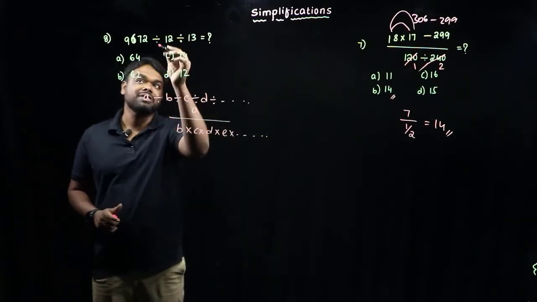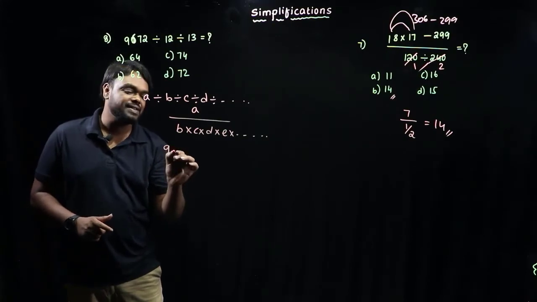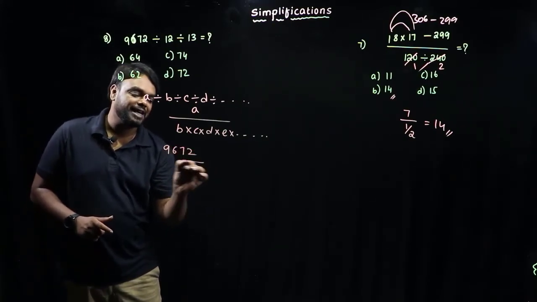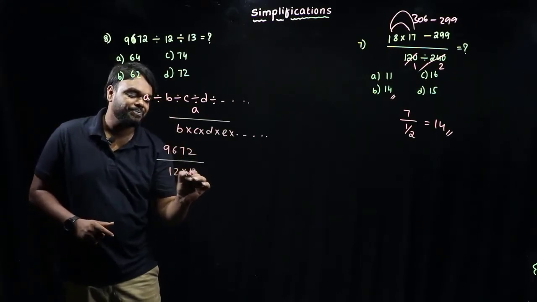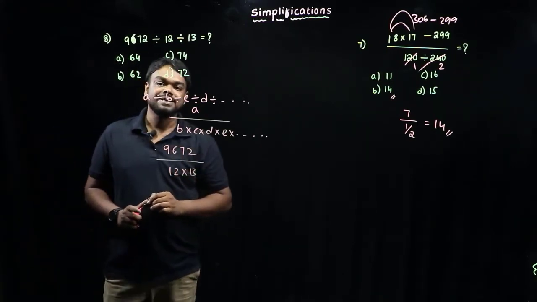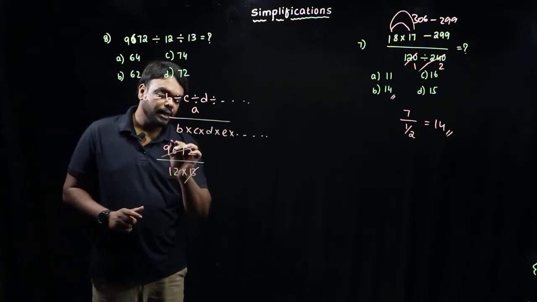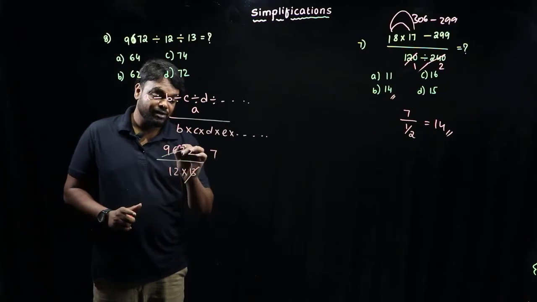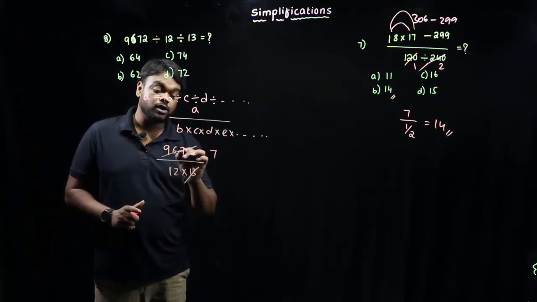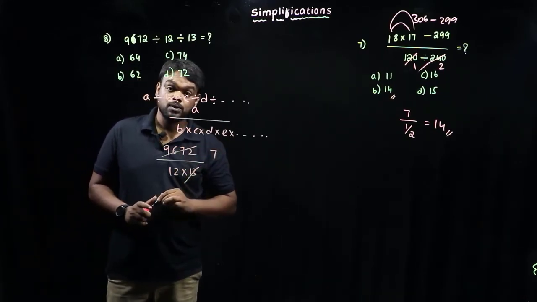So what happens here when we bring that here, we'll write in the same order: 9672 divided by, what do we have? 12 and 13. Here we'll get 12 into 13. So let us cancel with 13 first. Here 13 sevens is 91. What are we left with? 57. And then we can go with 13 fourths, which is 52.